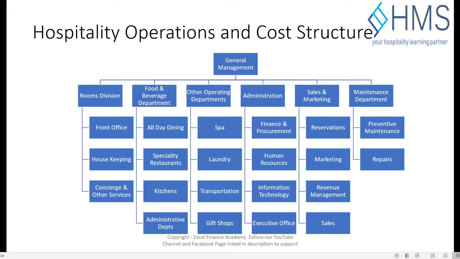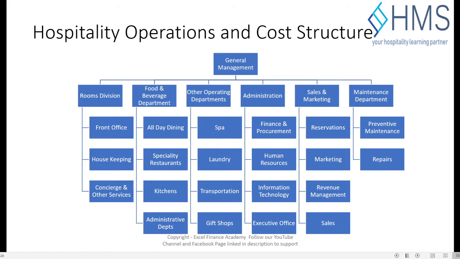Apart from the all-day dining, there are three separate profit centers minimum in the F&B department, and then, depending on the locality of the hotel or resort, there may be a specialty restaurant. There can be a Japanese restaurant, a Chinese restaurant, or an Indian restaurant, or any other type of restaurant which is serving specialty foods. And then to support the restaurants, there is usually a kitchen associated with each restaurant.